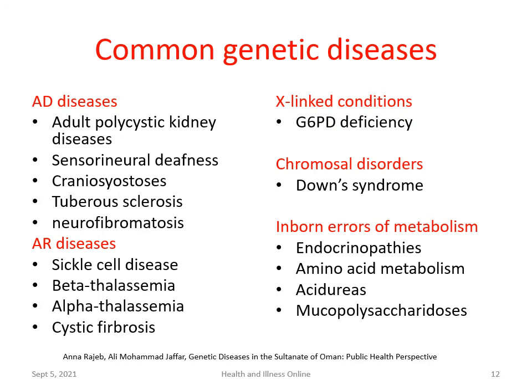just the classification of diseases. Some endocrinopathies, for example, deposition of substances in the thyroid gland, pituitary gland, or pancreas can lead to all sorts of endocrinopathies. Amino acid metabolism disorders, acidurias, and mucopolysaccharidosis are the common inborn errors of metabolism. But in all, they constitute about 10% of all diseases in Oman.